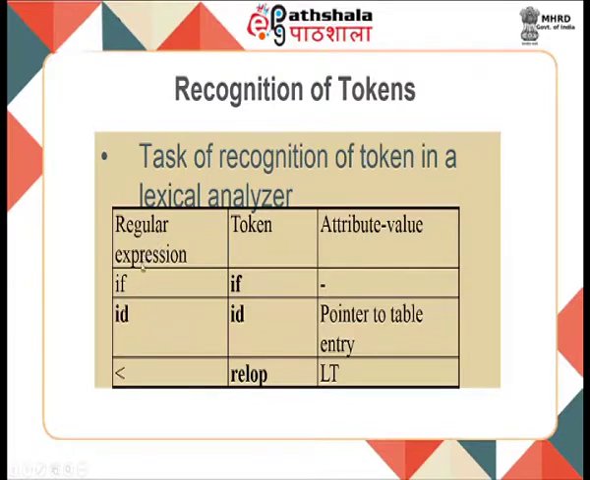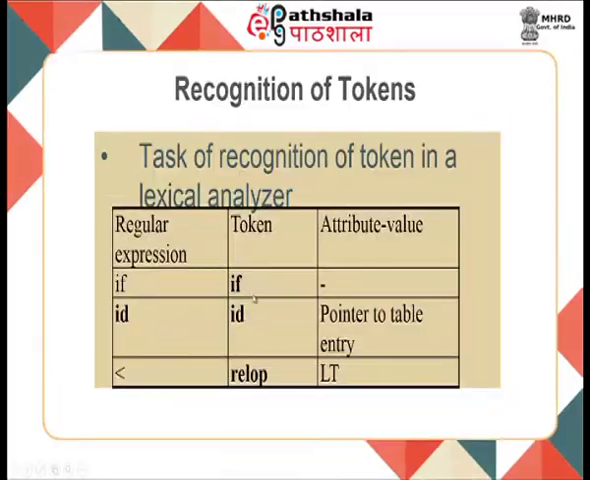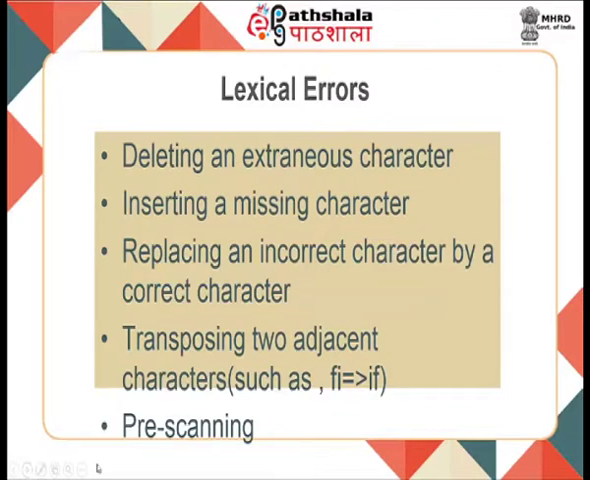The regular expression for the token if will be i followed by f, and it will not have any attribute value, or it can simply have a keyword. The regular expression for a variable identifier I will define depending upon the programming language, and then I will assign the token as ID, and the attribute value will be the pointer to the symbol table entry. And if I see the regular expression as less than, I will assign the token as relational operator, and the attribute value will be LT, less than. So this is how I have to assign it.